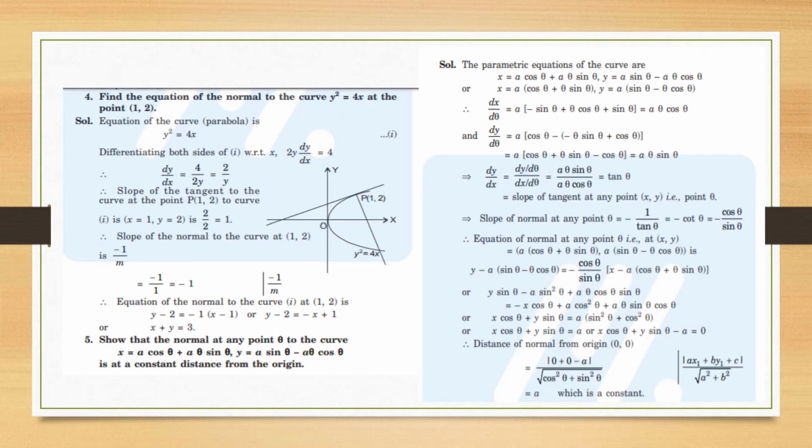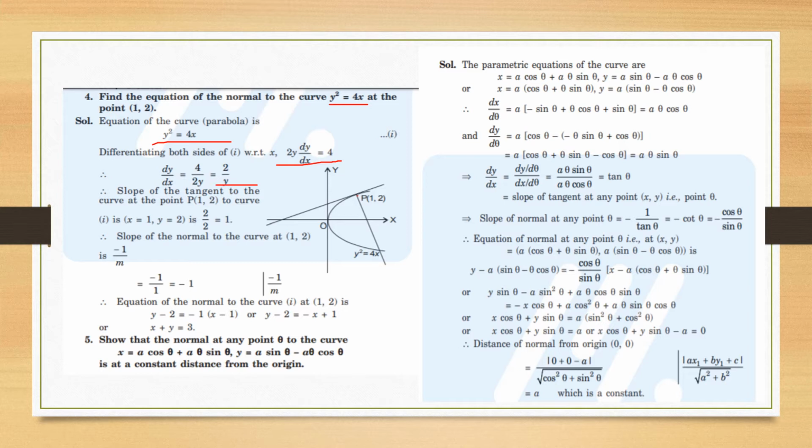Find the equation of normal to the curve y square equal to 4x, which is a right-handed parabola, at the point (1, 2). So the point (1, 2) is somewhere here. This is the parabola. Differentiate: 2y dy by dx equal to 4. So dy by dx is 2 by y.